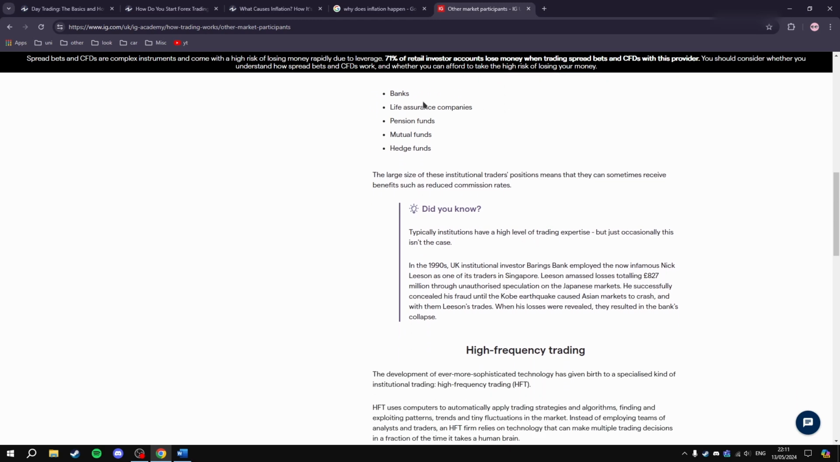Institutional traders include banks, life assurance companies, pension funds, mutual funds, hedge funds.